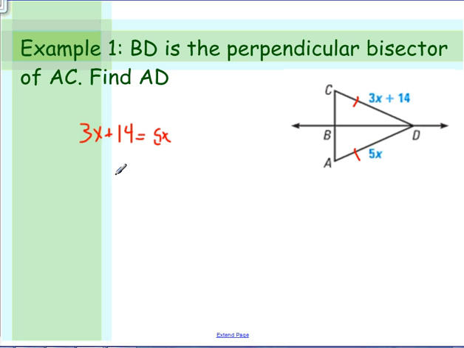Combine like terms, so now I'm subtracting 3x from both sides, and then I'm going to have 14 equals 2x. So then x will equal 7. Plug 7 in for x in AD, and you will get 5 times 7, so AD will equal 35. And that'll be our answer.